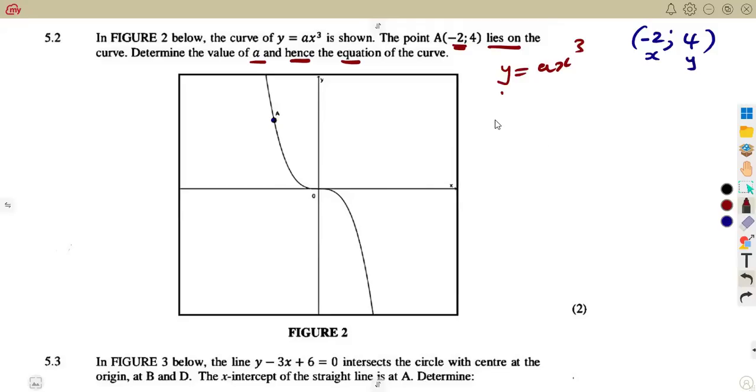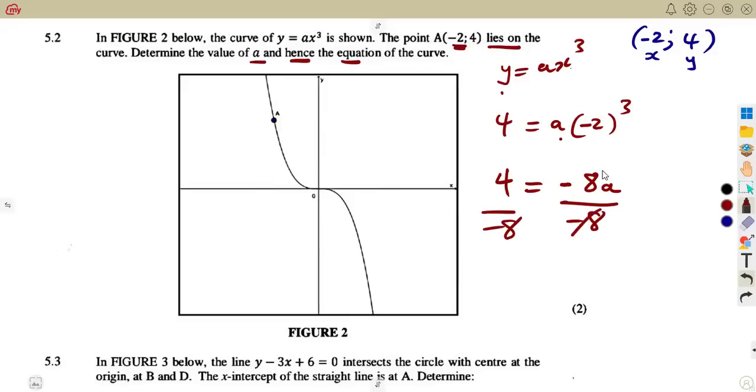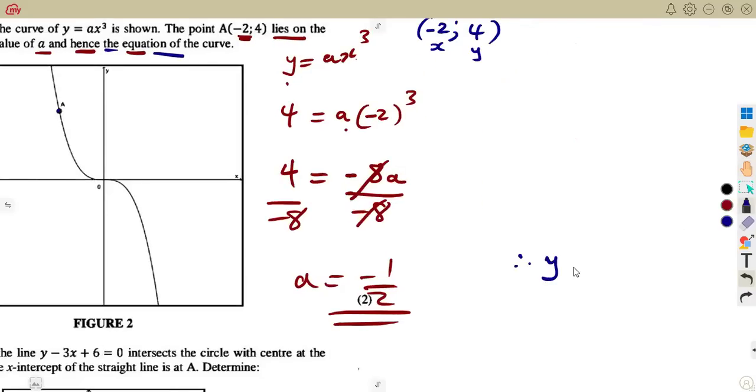So what is the value of y, guys? y is 4 when x is minus 2. So that's minus 2 cubed, x cubed. So 4 is equal to minus 2 cubed, that's minus 8. So minus 8 times a, which is minus 8a, divide by negative 8, divide by negative 8. That is going to give us negative 1 over 2. Hence, the equation, you're supposed to write down the equation. Therefore, y is equal to what? We calculated a. Our a is minus half. So that's minus half x cubed. This is our equation, just like that.